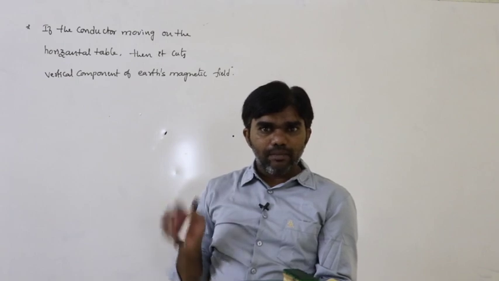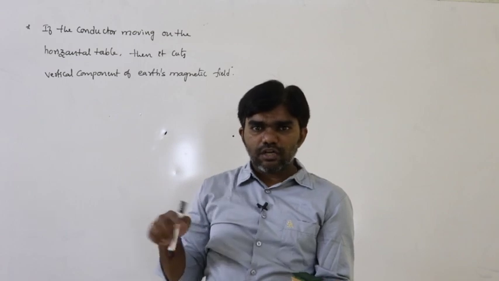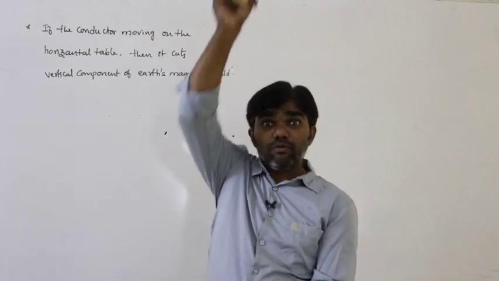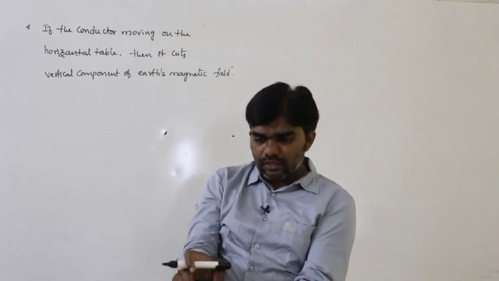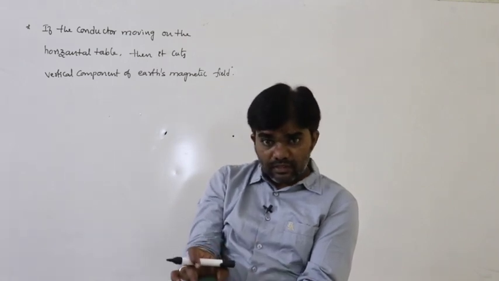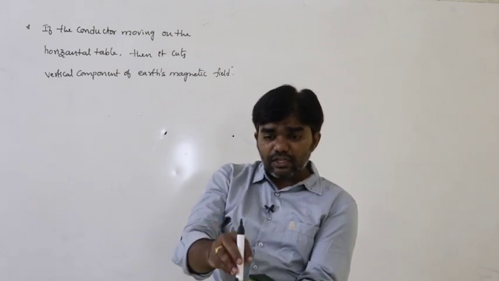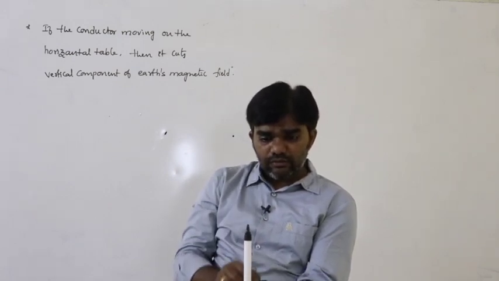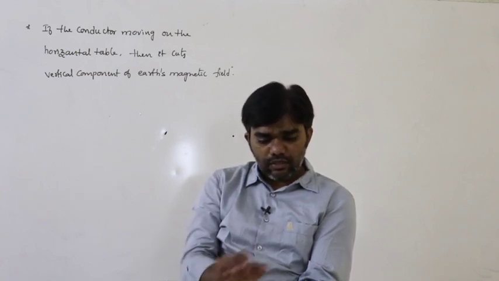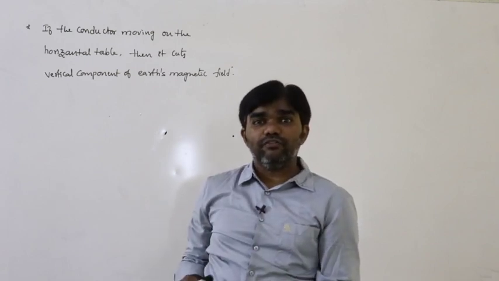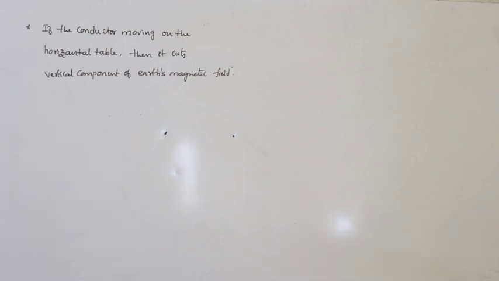So in the magnetic meridian, B can be divided into two components. One is horizontal, the other is the vertical component. The horizontal component is always from south to north, and the vertical component is like this. Now this is the table. Let us say this is the conductor moving on the table like this. What happens? This is the direction of the vertical component of Earth's magnetic field. If it moves like this, it cuts the vertical component of Earth's magnetic field.